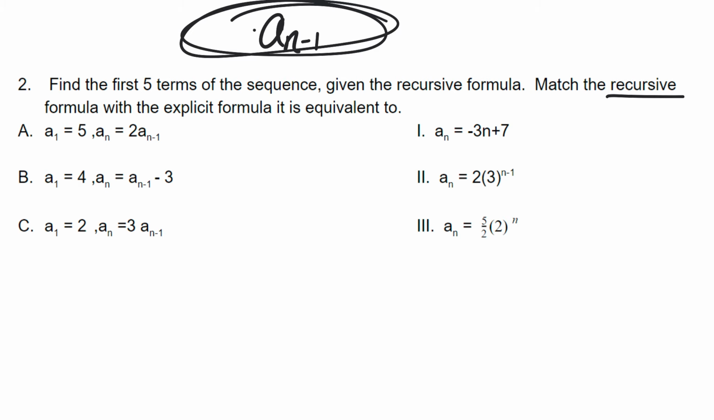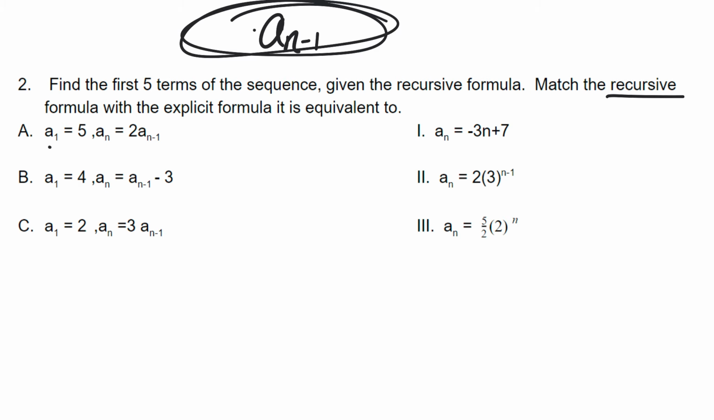So if we're looking again, 27th term, well, that means you have to know the 26th in order to find the 27th because the 27th is all dependent on the 26th. All right, these formulas can be geometric and they can be explicit. On this particular matching one, all we really need to do is plug in our values to these equations and see which one actually works.